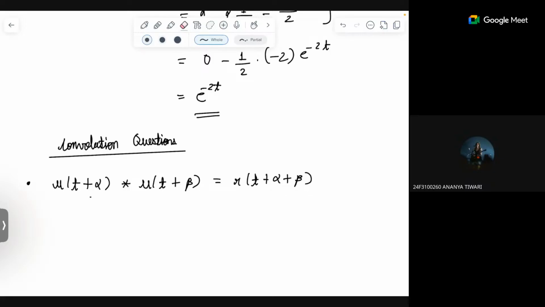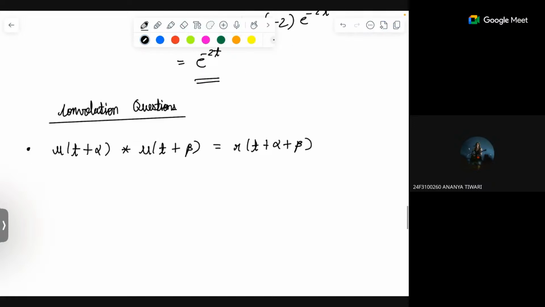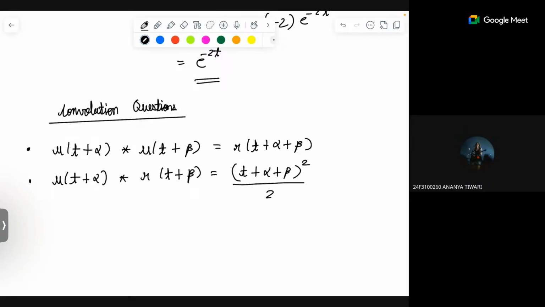Is it clear what I wrote here? Yes. Okay, now next I have u of t plus alpha convolved with r of t plus beta. Then you will get (t plus alpha plus beta) whole square divided by 2, times u of t plus alpha plus beta. So something like a parabolic signal.